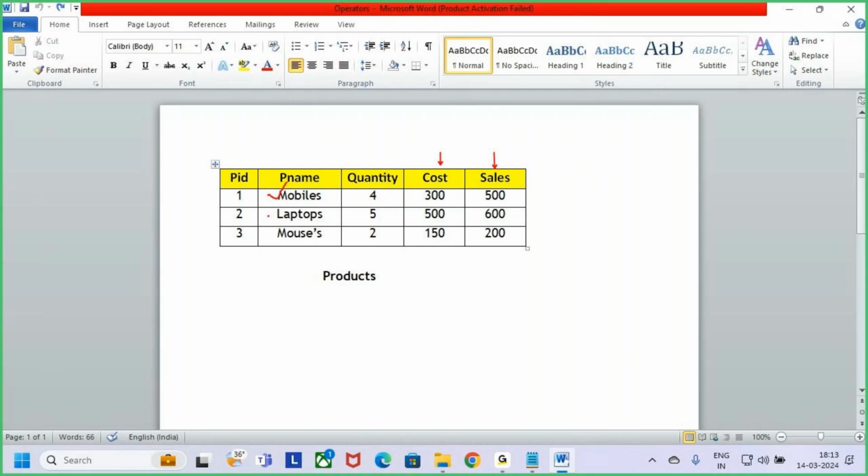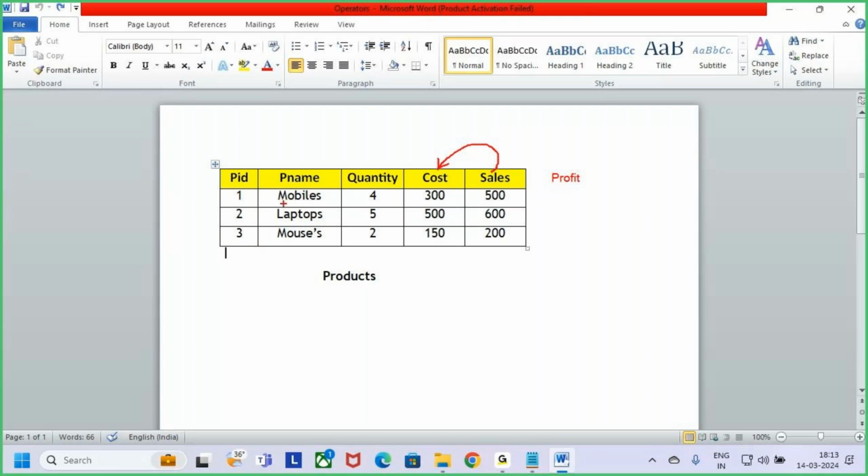By selling one laptop, what's the profit? By selling one mouse, what's the profit you'll get? Now to find out the profit, I want to subtract the sales column values from the cost column values. When I subtract the sales column values with the cost column, I'm going to find out what? Profit. So by selling one mobile phone, what's the profit I'll get?